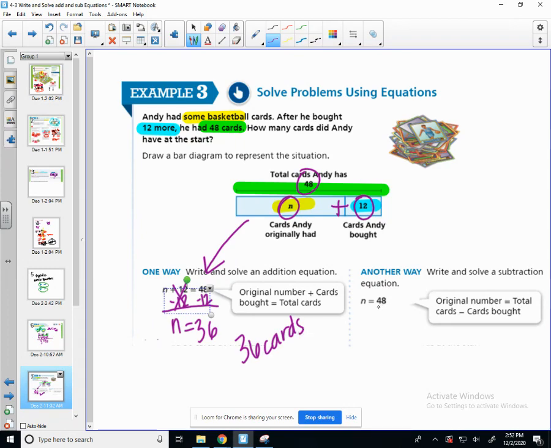Now let's see if it's going to work out the other way. Let me erase all these so that way it's not confusing. I could take the original number of cards because we know that it's going to equal 48, right? So I know it's going to equal 48. And I could do 48 equals something. I'm like overthinking myself over here.